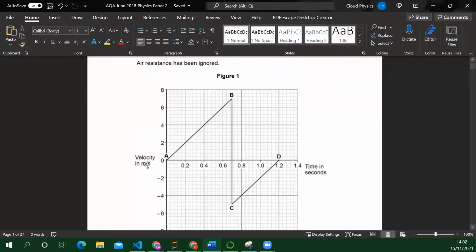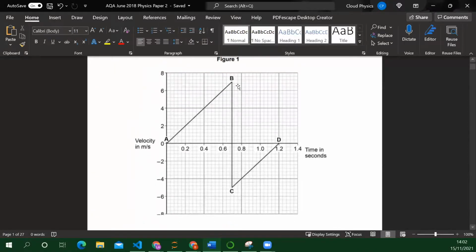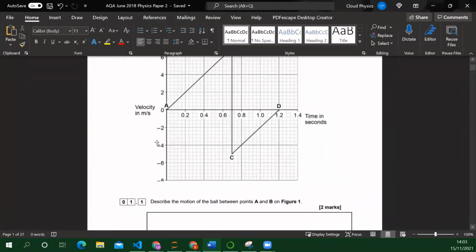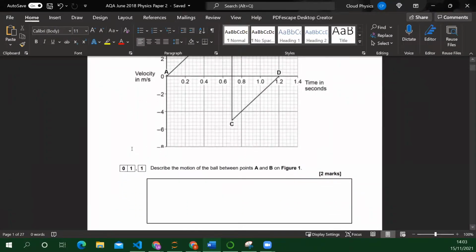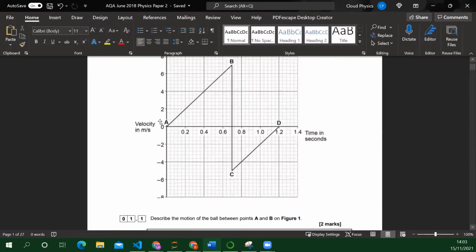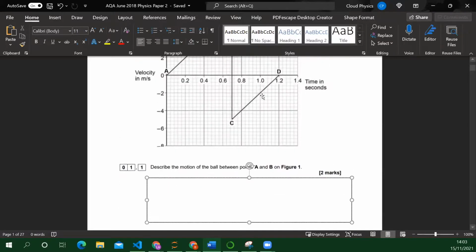Okay, so you've got velocity in meters per second on the y-axis, and time in seconds on the x-axis. The velocity increases and then suddenly decreases. Also, if you notice, velocity can be negative too, so let's think about what that means. Describe the motion of the ball between points A and B on figure 1. So just A and B it's asking for, and that's 2 marks.